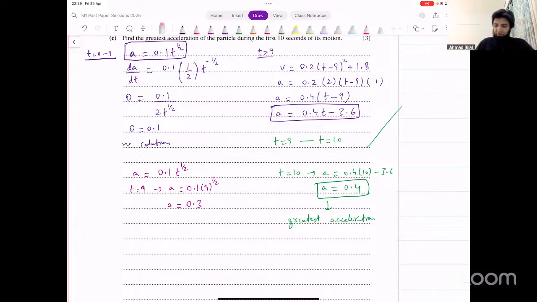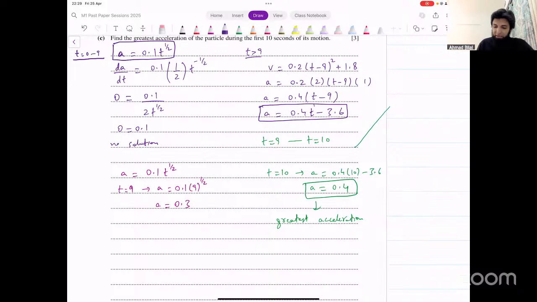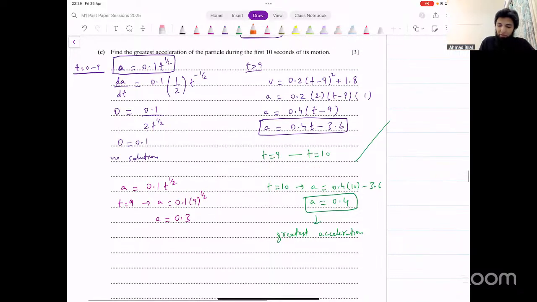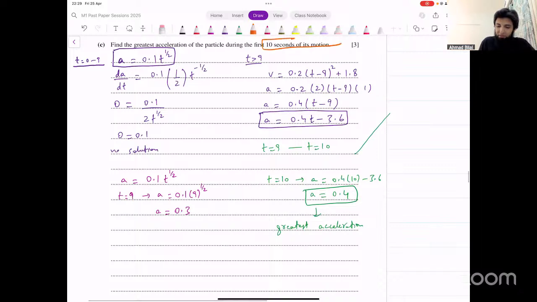Similarly, in the second part of the journey as well, as t gets bigger, the acceleration also gets bigger. So what's the largest possible value of t that we have in this interval? Since we are only looking at the first 10 seconds of the motion, the time interval that we have in the second part is just from 9 to 10. So we put the largest possible value of time in this interval, that's 10. And that gives us this acceleration 0.4. That means this is the greatest acceleration. All right.